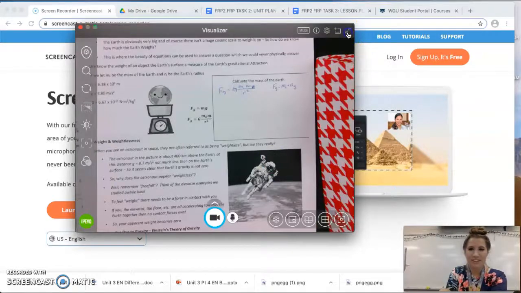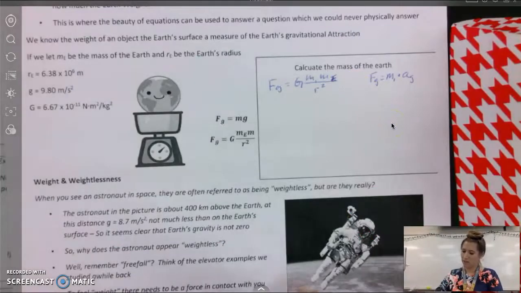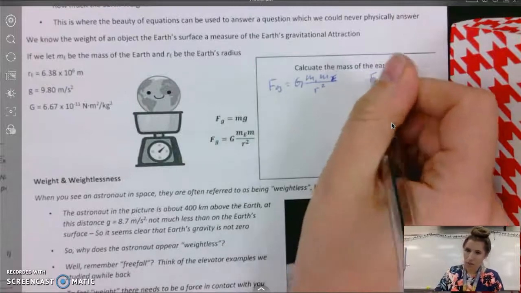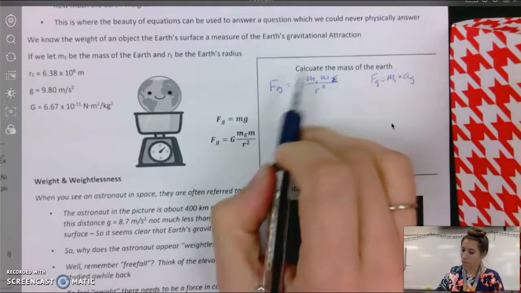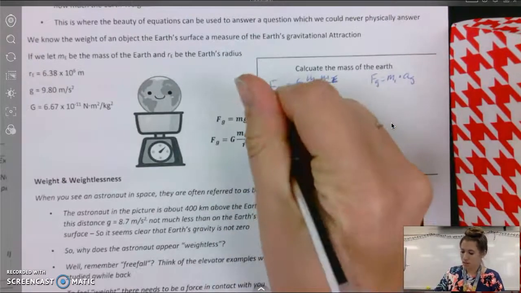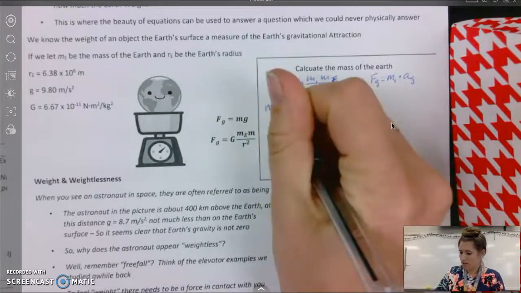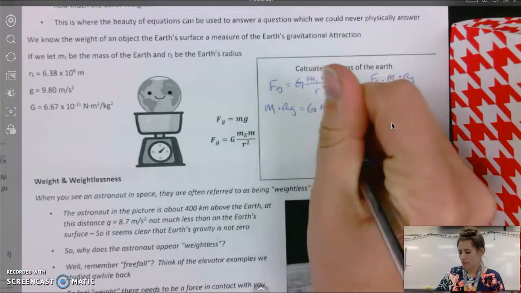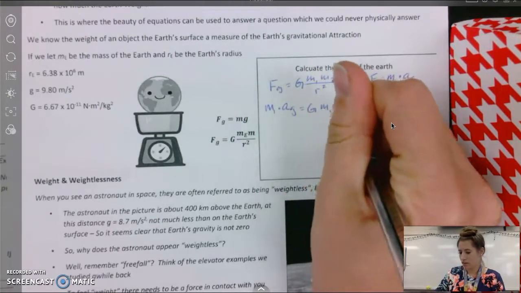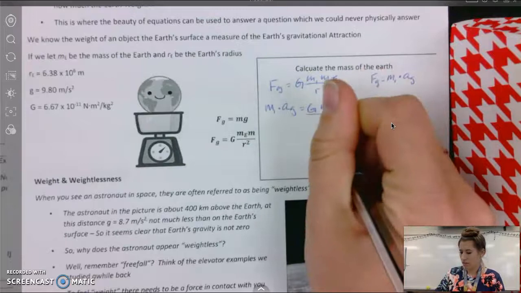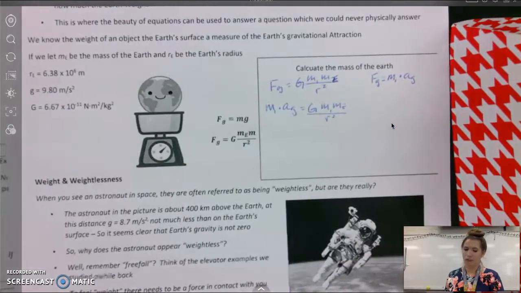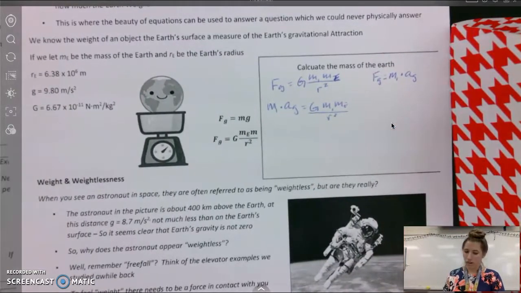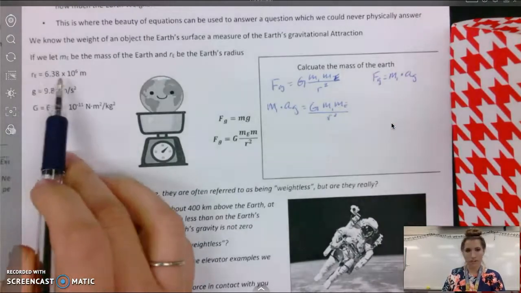Okay, let's talk through this. So, we can combine these equations, and we can take what we know for force due to gravity and plug it in. So we can say this is the mass of the object times the acceleration due to gravity, which is g, m of the object, the mass of the Earth, over r squared, okay? Which r is the radius of the Earth.